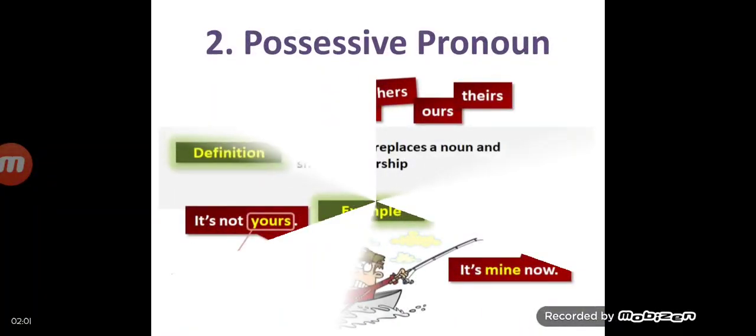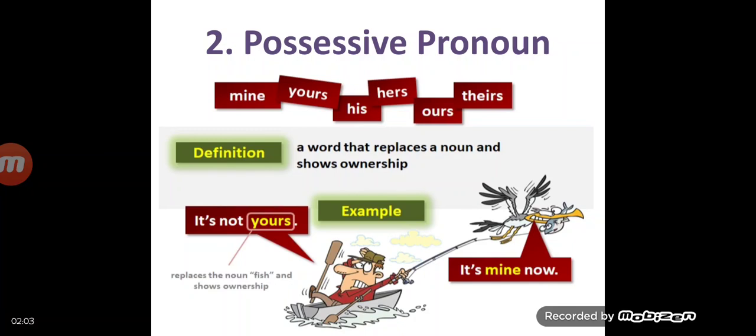Possessive pronouns. Possessive pronouns are used to show ownership or possessions. A word that replaces a noun and shows ownership. Examples are mine, yours, his, hers, ours, theirs.